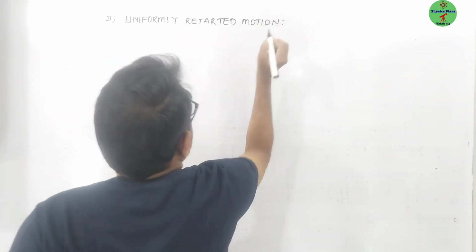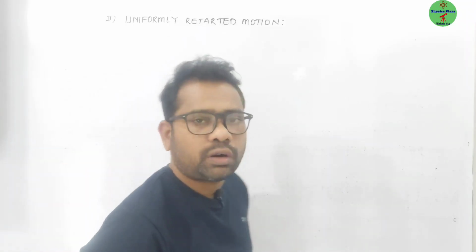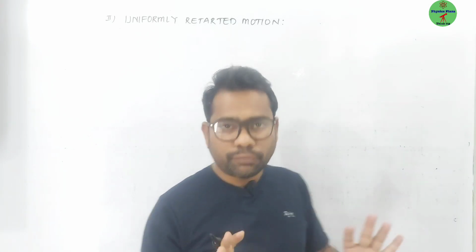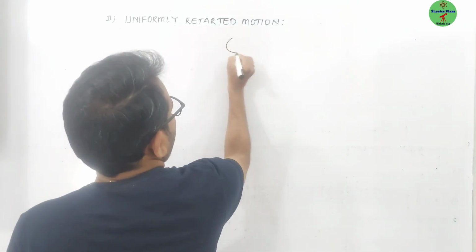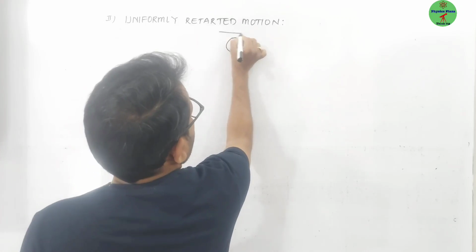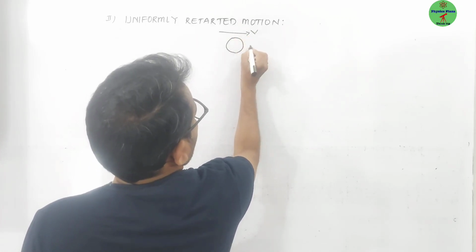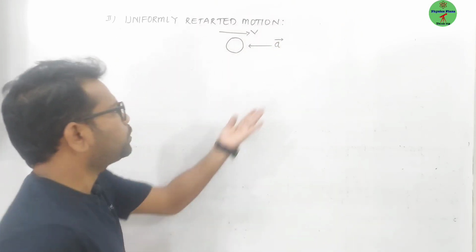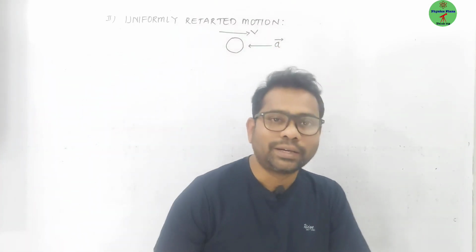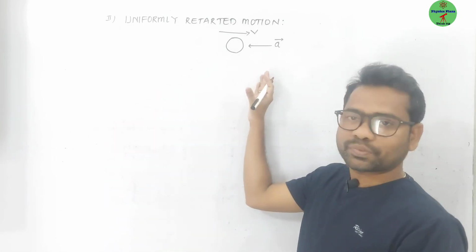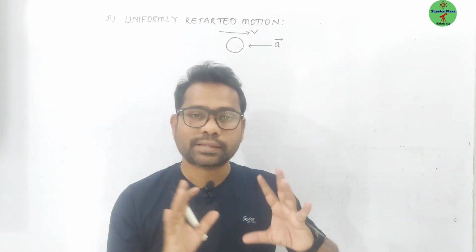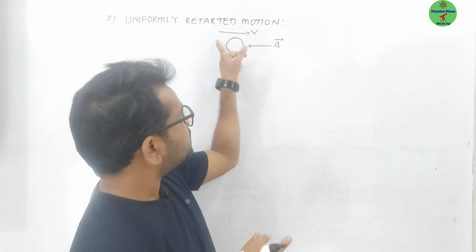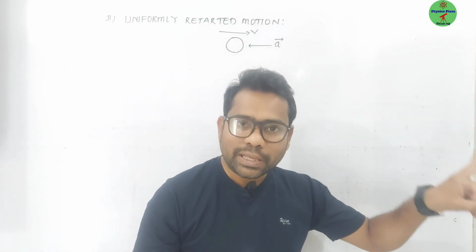Uniformly retarded motion. Children, retardation means what? It happens when acceleration and velocity are both in opposite directions. Suppose the body is moving in this direction but the acceleration is in the opposite direction. Is it possible? Yes, force is acting in the opposite direction, right? It is called retarding motion, in which acceleration and velocity are in opposite directions. Of course, velocity is positive only, but keeps on decreasing.